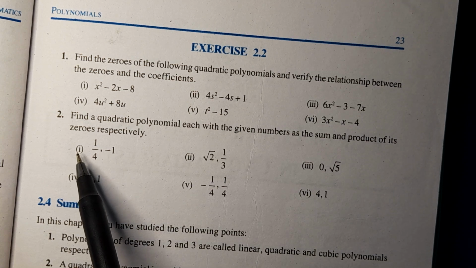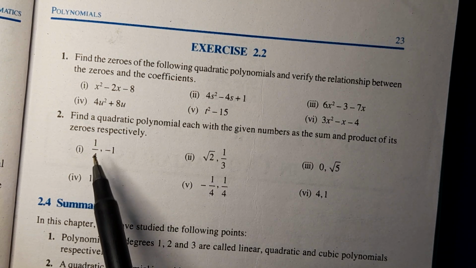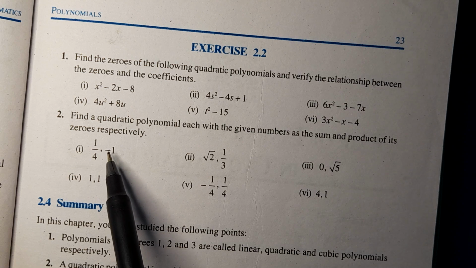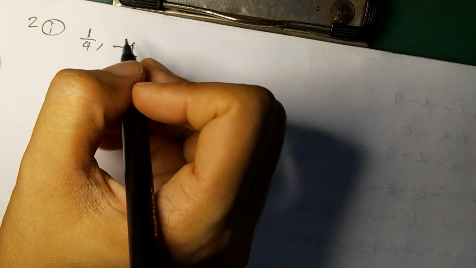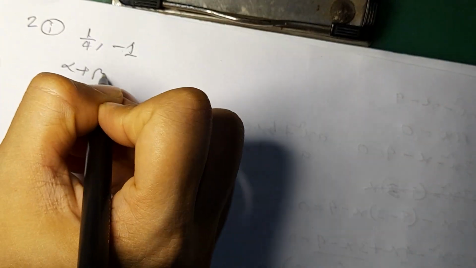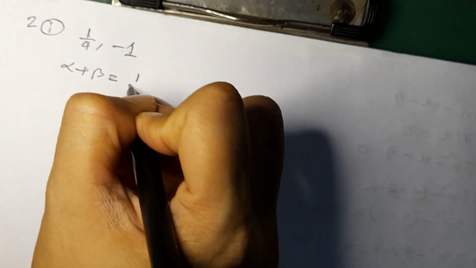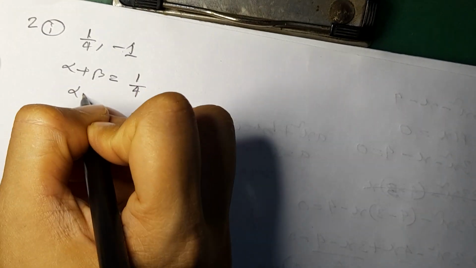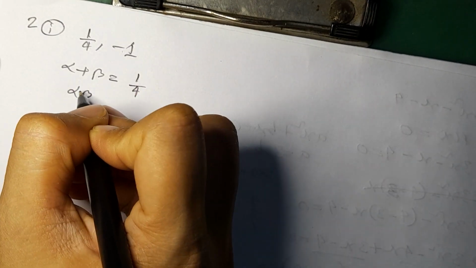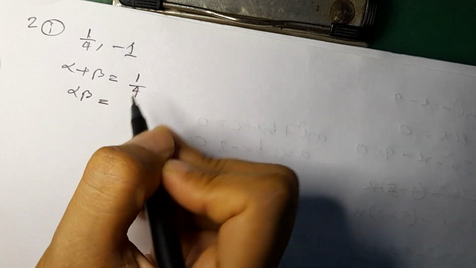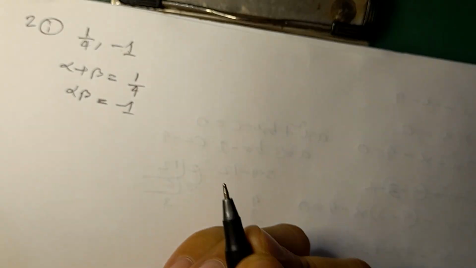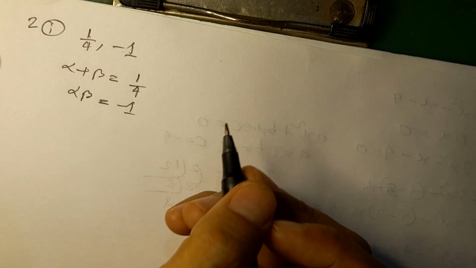So this is question number 1, Roman number 1: 1 by 4, comma, minus 1. It is given. So the sum of zeros is given. Sum of zeros, that is alpha plus beta, is equal to 1 by 4, and the product is given. Product means alpha into beta. In the middle no operation is given, that is multiplication, that is minus 1. Now we have to find a quadratic equation. What is the quadratic equation?